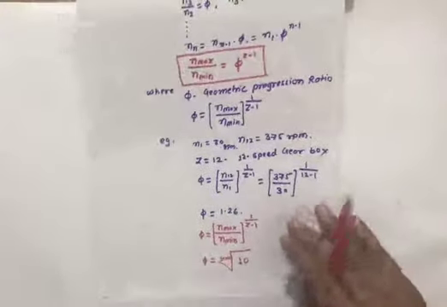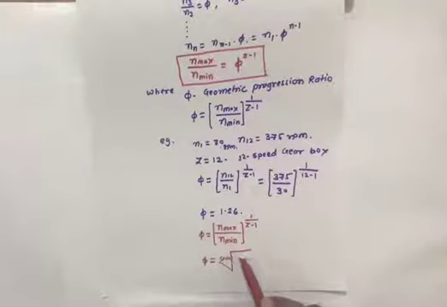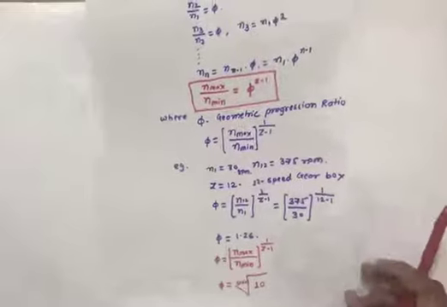Another formula to calculate φ, that is the geometric progression ratio, φ is equal to the series root of 10. So you will be given a different series, you have to put it here and calculate the root of 10 with that series.